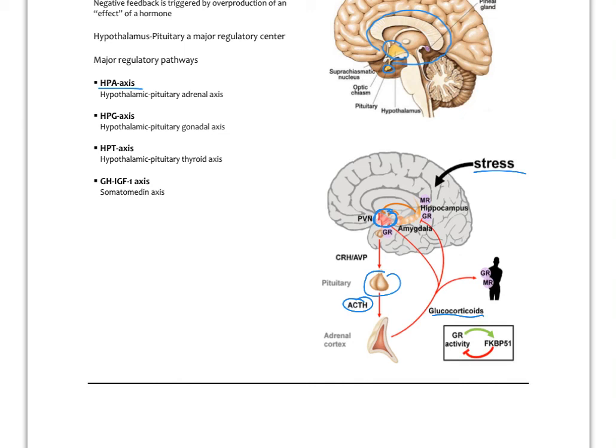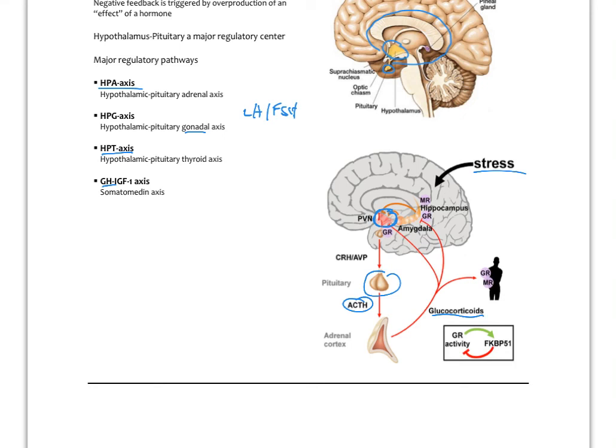But we also have one for the gonads. So we have a hypothalamic-pituitary-ovary and testes axis, and that's through LH and FSH, and then their hormones, testosterone and estradiol. And then the HPT axis, the hypothalamus-pituitary-thyroid axis. And then there's also one with growth hormone. Growth hormone, we'll look at that in detail.